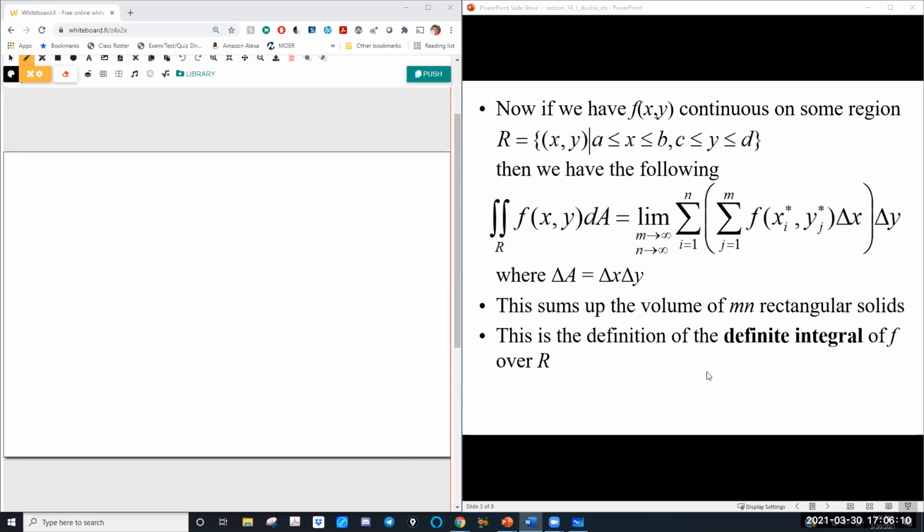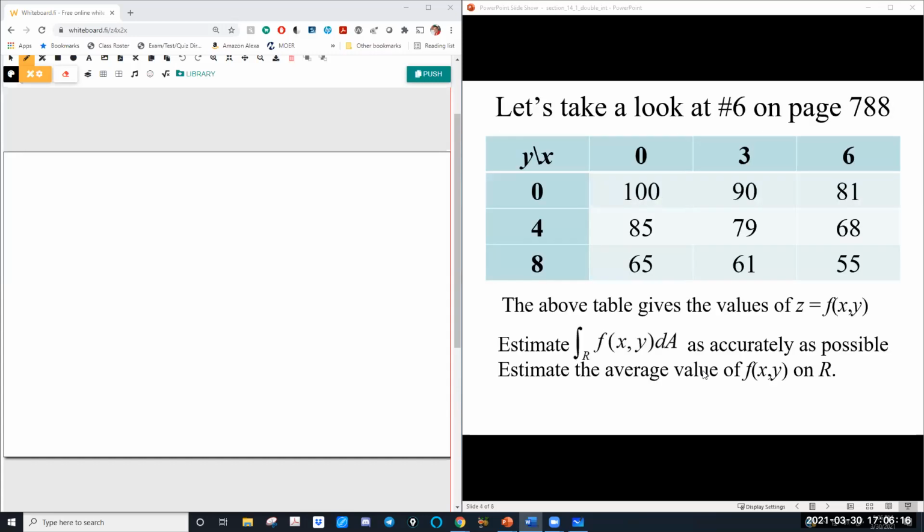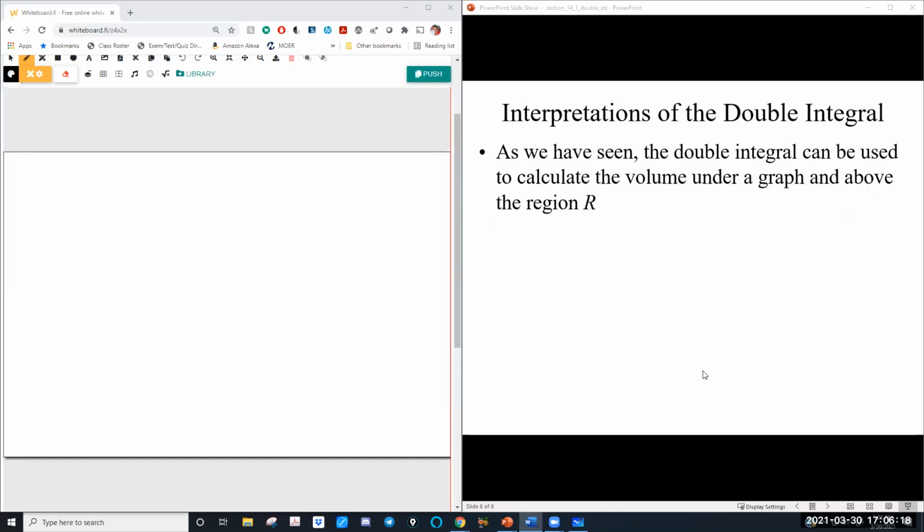Okay. So let's just talk a little bit about what the iterated integral gives us. We're not going to worry about these two. We're not going to do that today.